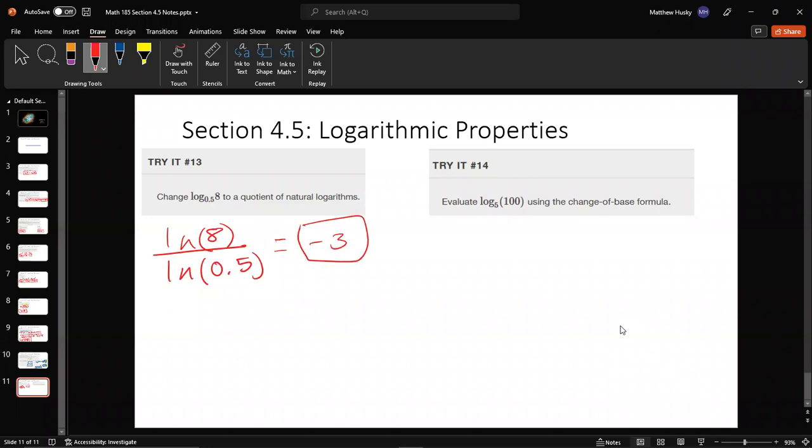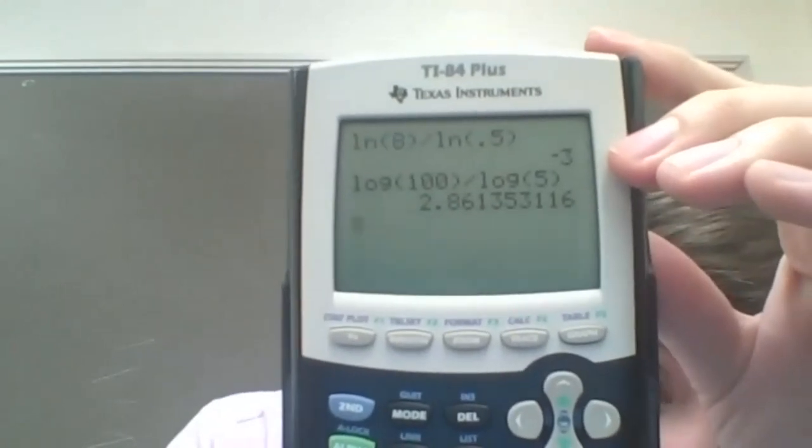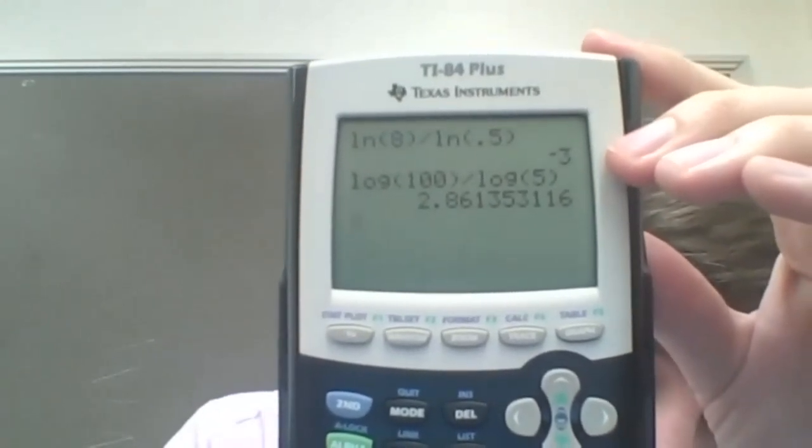Evaluate that. So here we have log base 5 of 100. So we would do log of 100 divided by log of 5. Let's see what this is, shall we? Log 100, close the parentheses, log of 5, close the parentheses. There it is. And you do that, you end up with 2.8613, or 14 if you round it off.